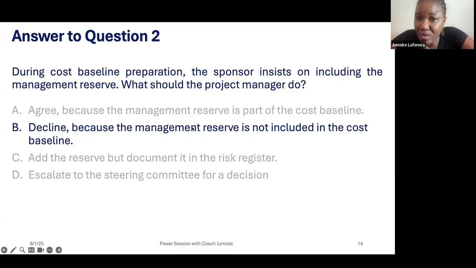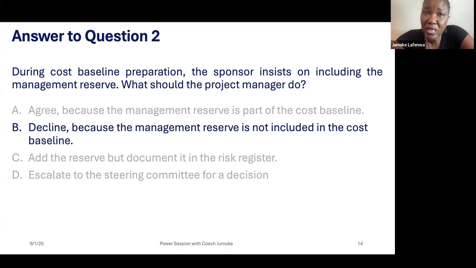I agree because the management reserve is part of the cost baseline. That's not true. C, add the reserve but document it in the risk register. Then it will no longer be cost baseline because during cost baseline preparation, that is the focus. And then D, escalate to the steering committee for a decision. You already know that the management reserve is not part of what you are doing. So out of these four options, B is the appropriate one.